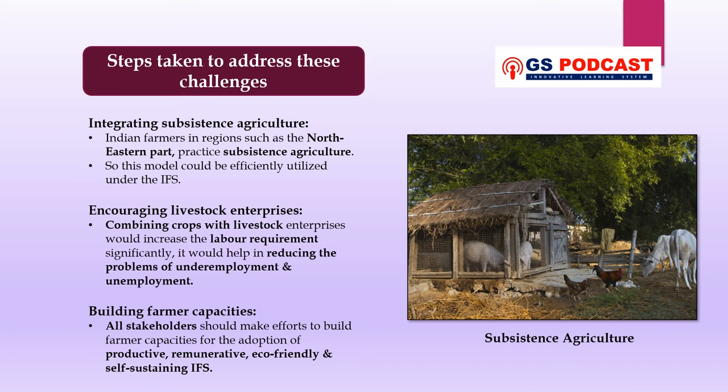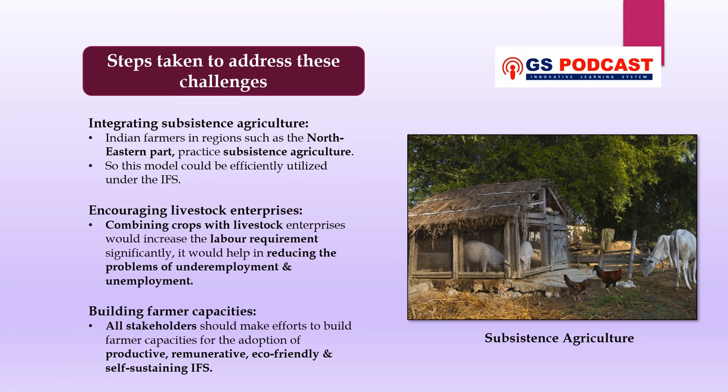Now second one is encouraging livestock enterprises. So combining crops with livestock enterprises would increase the labor requirement significantly, and it would help in reducing the problems of underemployment and unemployment to a great extent. Also, integrated farming system provides enough scope to employ family labors round the year for the maximum outcomes.